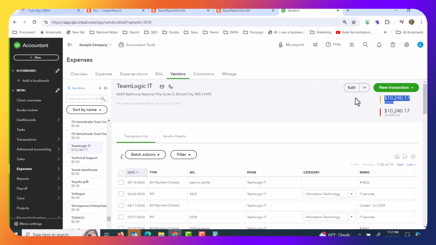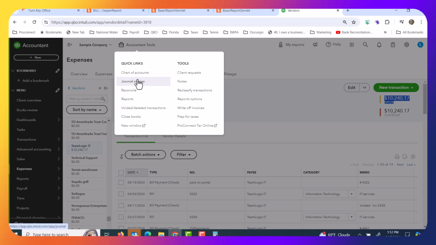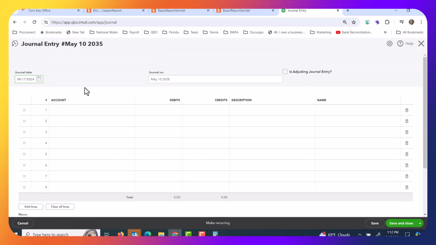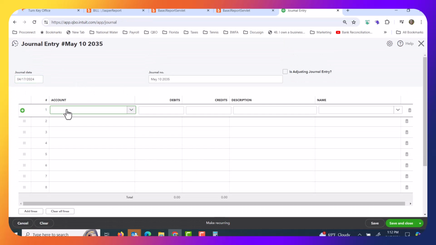So what that journal entry would look like if I was in QuickBooks Desktop would be this. Bill.com money out clearing had a debit, an increase of 10/240/17, because a voided check was returned.